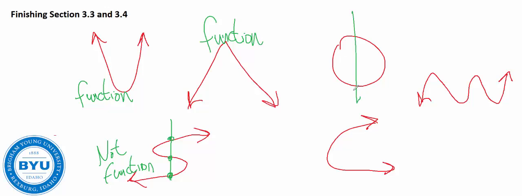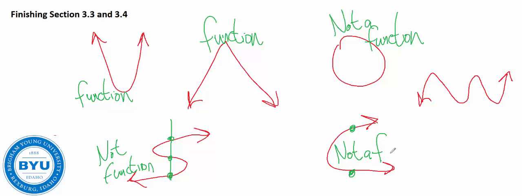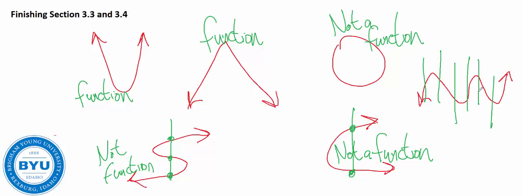What about a circle? It touches the line twice. This is not a function. This one, ooh, we touched twice here. That's not a function. And what about this wavy line? Let's see. It doesn't touch, doesn't touch, doesn't touch. This is a function, because it never touches a vertical line more than once.